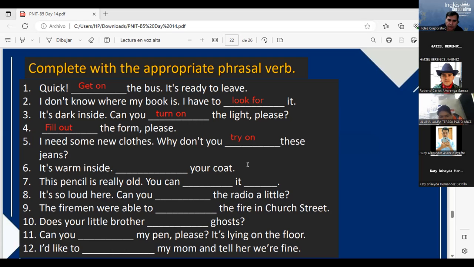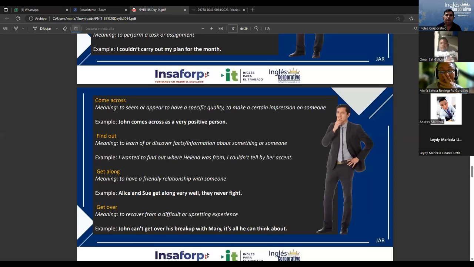It's warm inside, take off your coat. Take off your coat. Find out. Descubrir. Tengo que descubrir. What number are you doing?